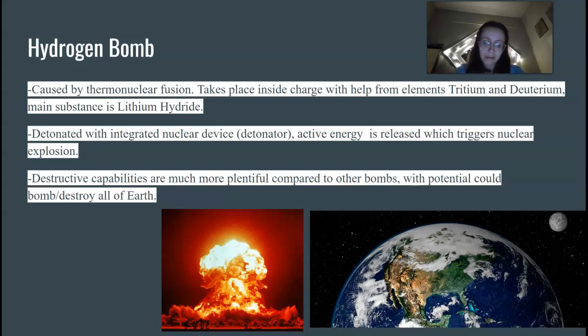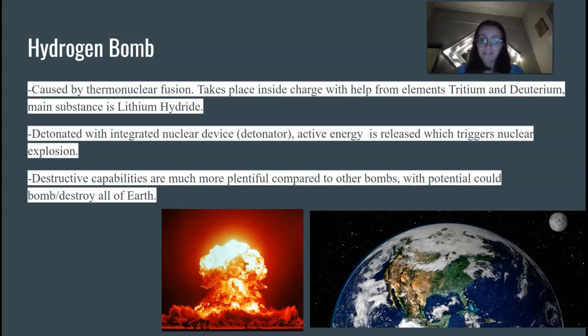So this reaction takes place inside of the charge with the assistance of elements such as tritium and deuterium. Sorry if I didn't pronounce those really well. And the main effective substance in it is lithium hydride. So the detonation of lithium hydride is carried out by an integrated nuclear device, which in layman's terms is known as a detonator. And essentially, it detonates when active energy is released. It then triggers the explosive thermonuclear reaction inside of the bomb.